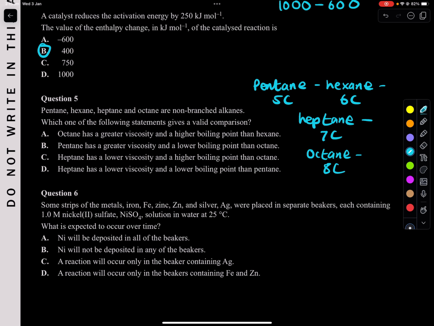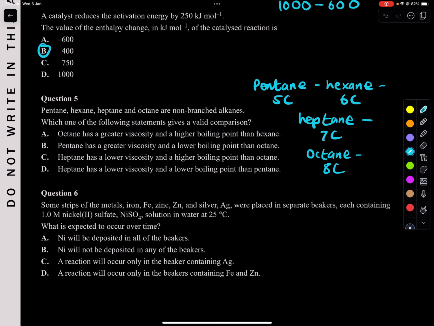Remember, the only forces acting on all these non-branched alkanes are weak dispersion forces. So if you increase those carbon chains, you're increasing the dispersion forces, hence creating a higher viscosity, meaning a slower flow. Remember, viscosity is the rate of flow. Have I explained that really great? The higher the carbon chain, the higher the viscosity and the higher the boiling point, pretty much.